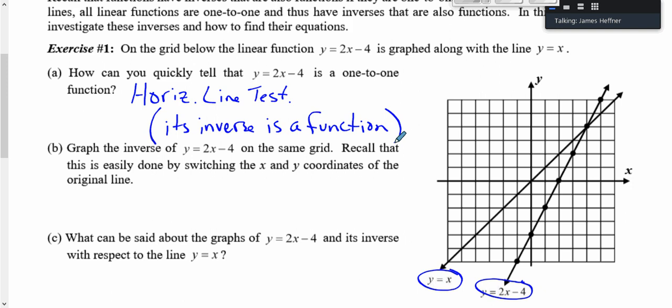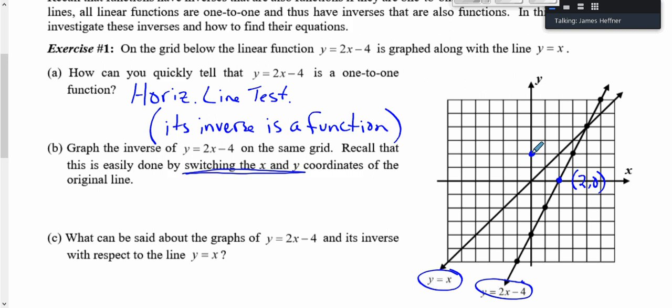So now they want us to graph the inverse of y equals 2x minus 4. Let's not calculate the inverse of the equation. All we're going to do is do what to the x and y coordinates? Swap them. Switch them out, right? So let's take a couple of them here. Let's take this point here, (2, 0). The inverse of that would be what coordinates? (0, 2), right? So right there would be the inverse, okay?